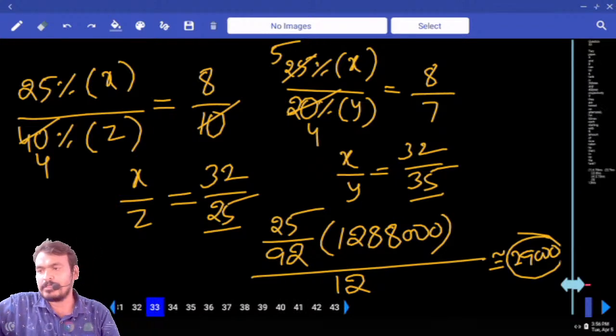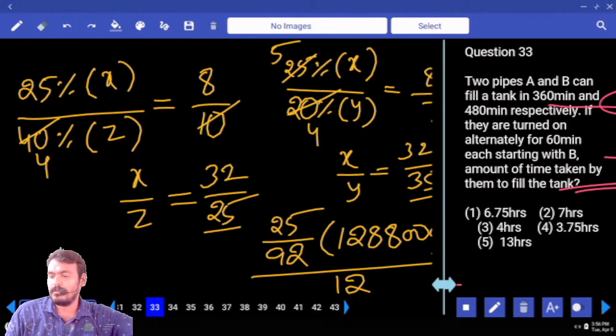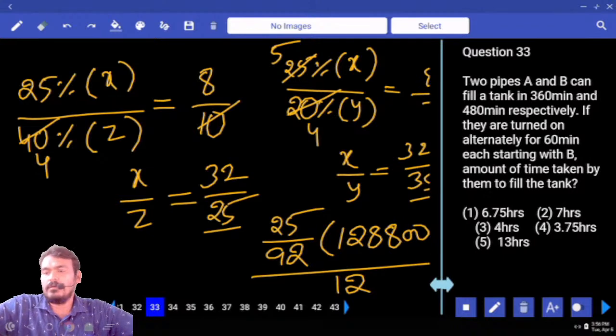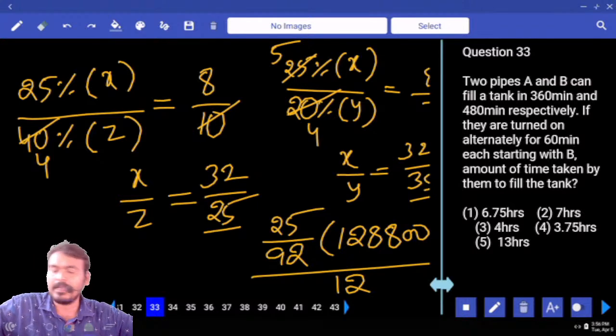Next question number 33. Two pipes A and B can fill a tank in 360 minutes and 480 minutes respectively. If they are turned on alternately for 60 minutes each, starting with B, what is the amount of time taken by them to fill the tank?